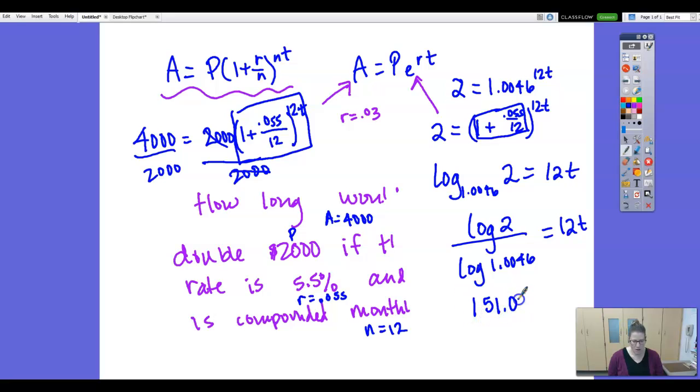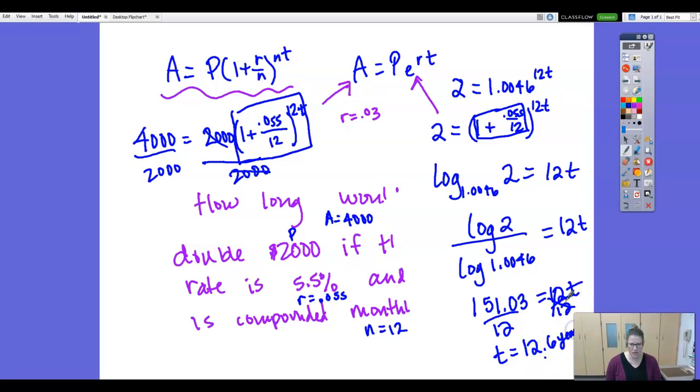And this side over here is 151.03. And that equals 12t. So now I can just divide that by 12, and then I'll know how long it would take to double the $2,000. So 151.03 divided by 12 is equal to about 12.6. So it would take 12.6 years to double that $2,000.